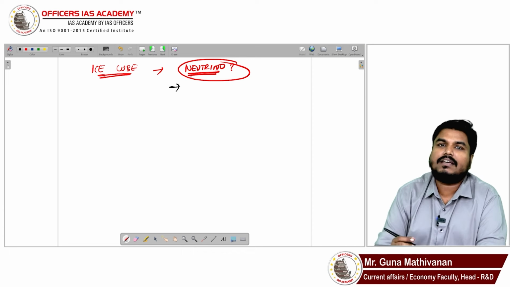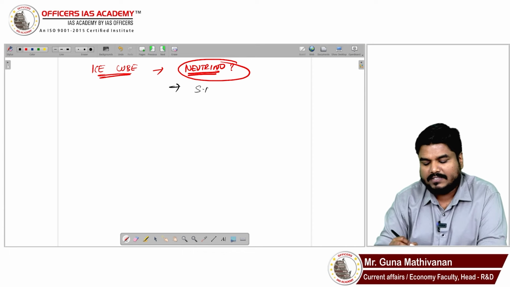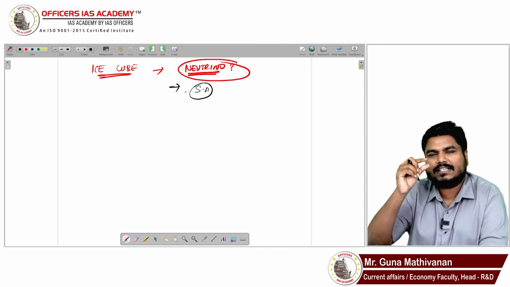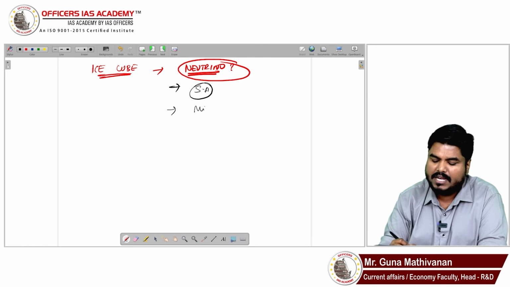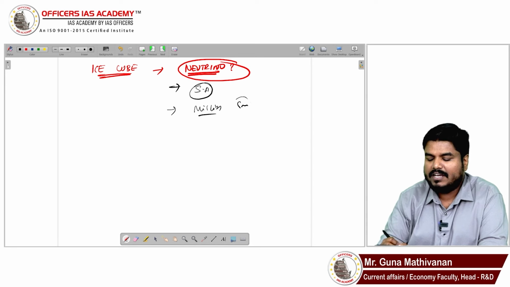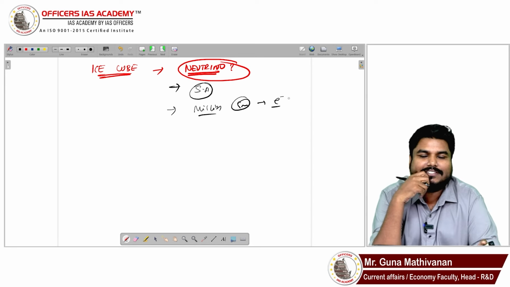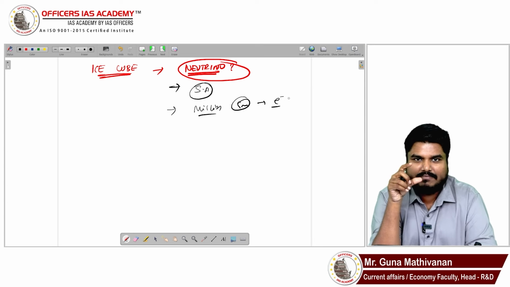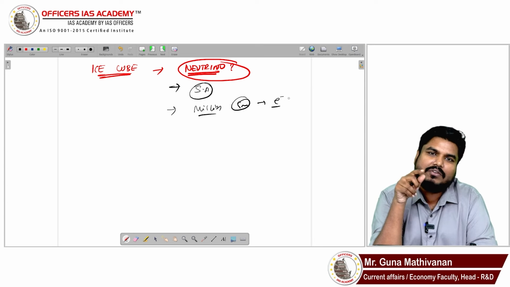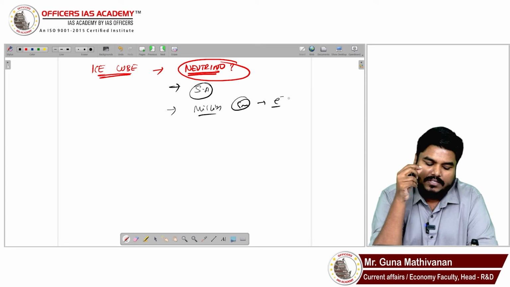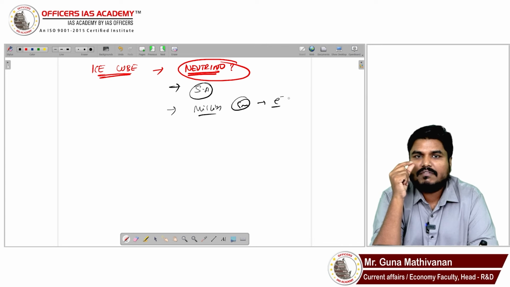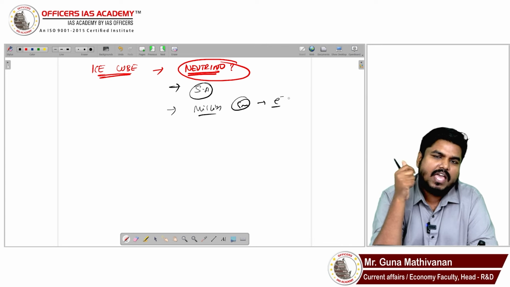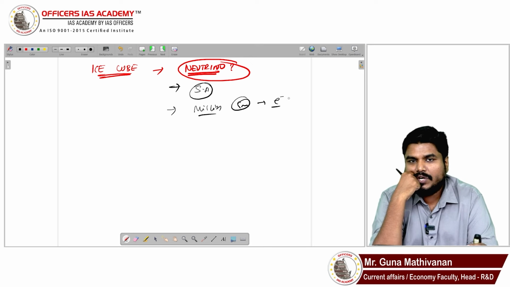Neutrino is a subatomic particle. The size will be very, very small, a million times smaller when compared to electrons. In an atom, we have the nucleus, and inside the nucleus we have proton, neutron, electron. This neutrino is similar to an electron, but in terms of mass and size, it is very, very small.